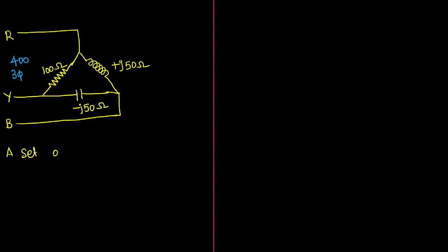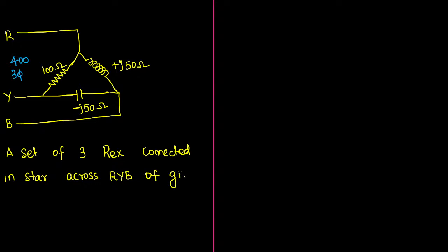A set of 3 resistors Rx, all having the same value. External resistors, Rx, means simply 3 external resistors connected in star across RYB of the given figure. Just compare the given data with the given figure.